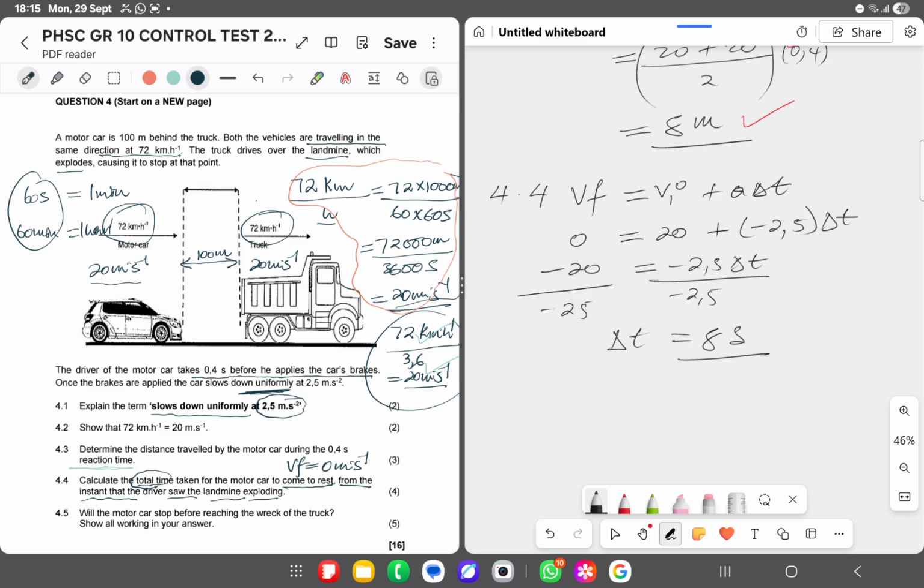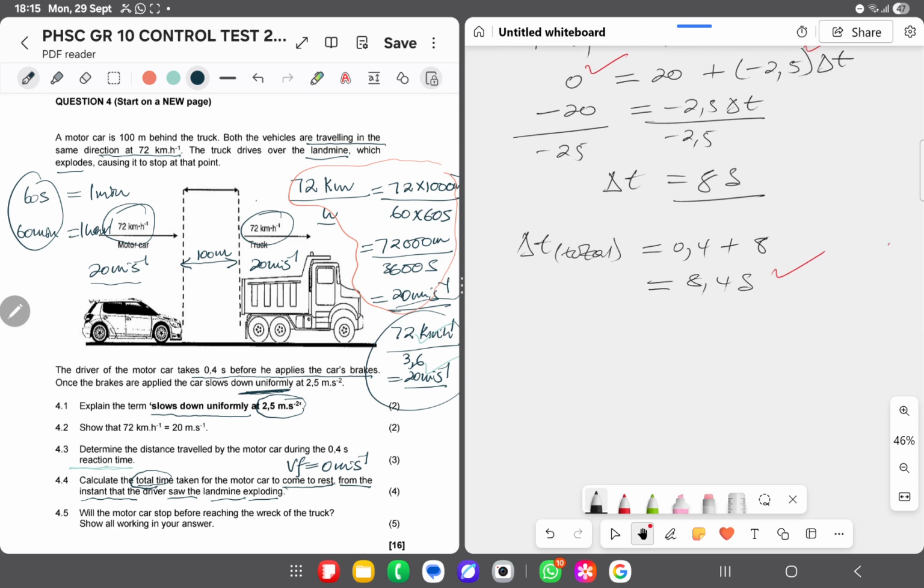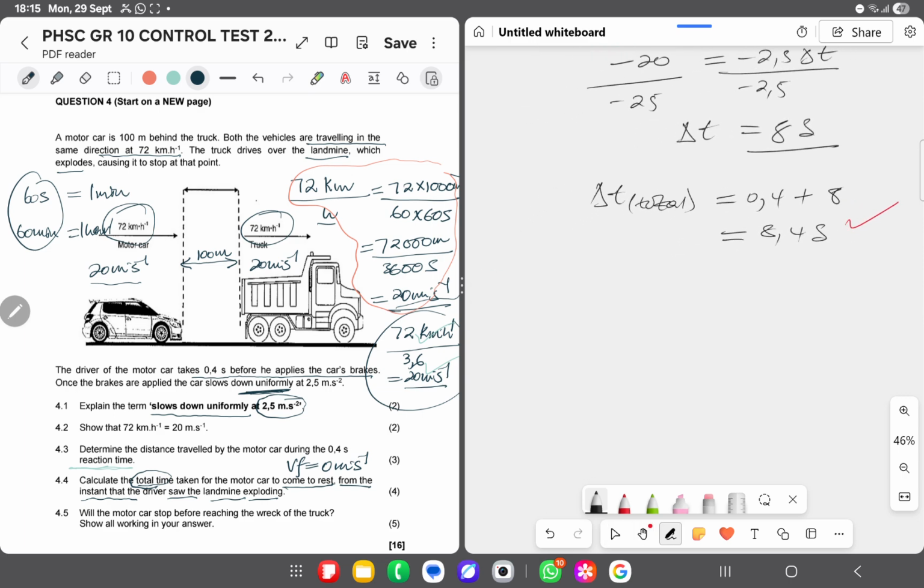The total time that will be covered, delta t, which is total. Remember, there's a reaction time of 0.4. Together with this one, once the object comes to rest and finally stops, after how many seconds? After 8 seconds. So the total time will be 8.4 seconds. Finally it's going to stop, so v must be 0. Choosing this equation of motion, because acceleration is negative, you get your full 4 marks. That was 4.4.